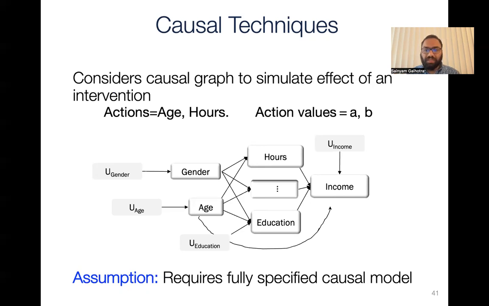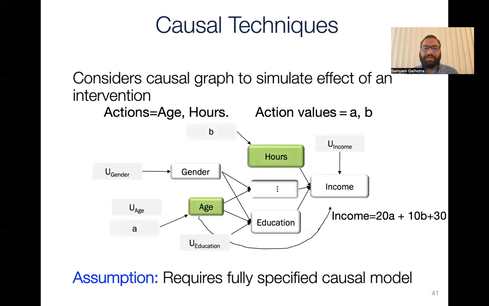For example, consider a case where age and number of working hours can be intervened to solve the problem of recourse. Let the intervened value of age be small a and hours be small b, where both a and b are parameters. This approach intervenes the graph with these values and then propagates the effect in the causal graph to evaluate the final outcome, which is income in this case. In this example, the final value of outcome in terms of a and b is 20 times a plus 10 times b plus 30.